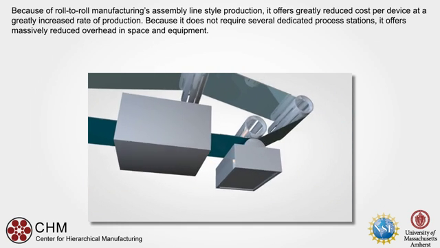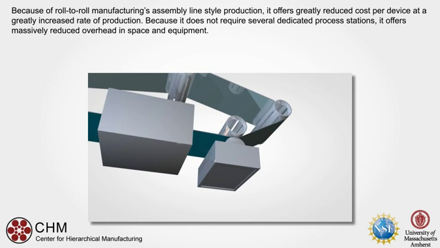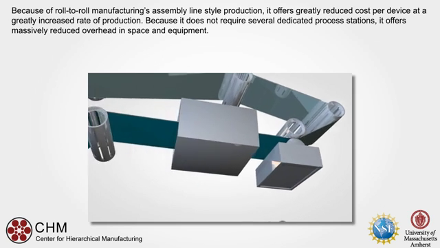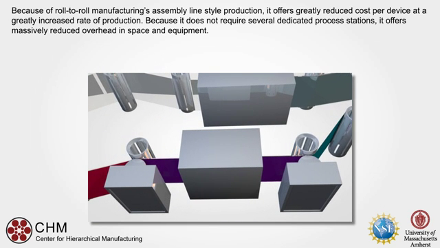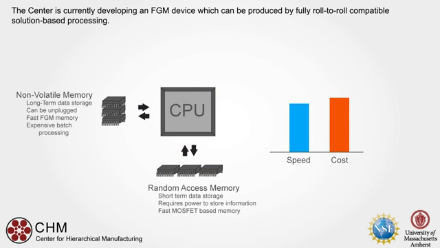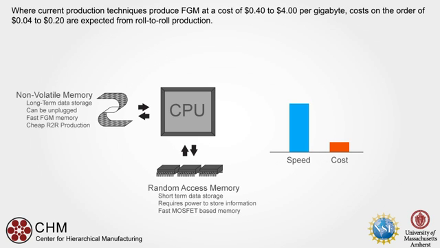Because of roll-to-roll manufacturing's assembly line style production, it offers greatly reduced cost per device at a greatly increased rate of production. Because it does not require several dedicated process stations, it offers massively reduced overhead in space and in equipment. The center is currently developing an FGM device which can be produced by fully roll-to-roll compatible solution-based processing. Where current production techniques produce FGM at a cost of 40 to 400 cents per gigabyte, costs on the order of 4 to 20 cents per gigabyte are expected from roll-to-roll production.